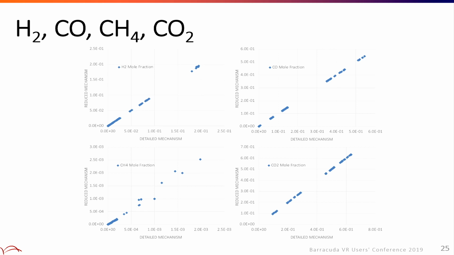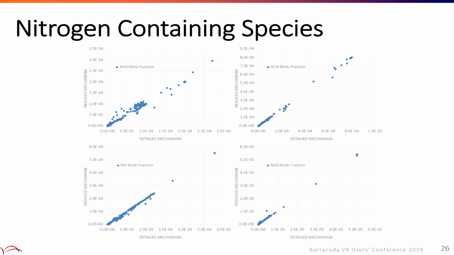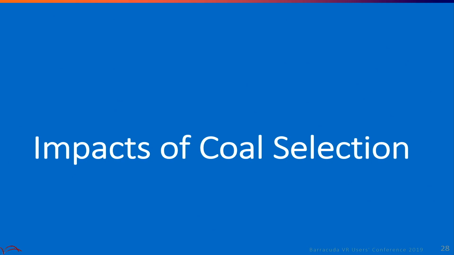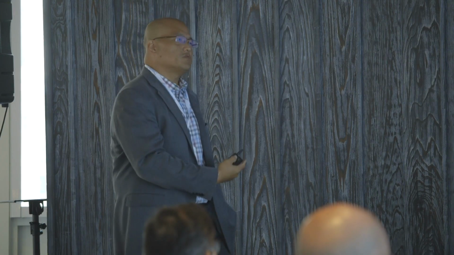Here's some hydrogen, CO, CH4, CO2, showing the concentration calculated by the reduced mechanism and the detailed mechanism. This is called the parity line. So if they lie along the diagonal line, it is good agreement. They show the good agreement. The nitrogen-containing compounds, ammonia, HCN, NO, and N2 are all a little bit scattered, but still they're showing good agreement. Sulfur-containing species as well, and with the oxygen. So we have this framework of chemistry that can be applied to the next step.